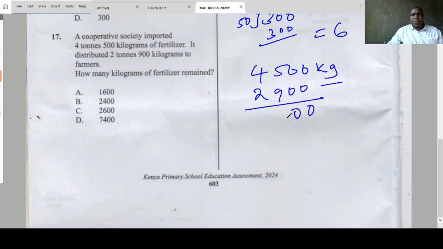0, 0. 15 minus this is 6, 1. So the remaining will be 1,600 kilograms.